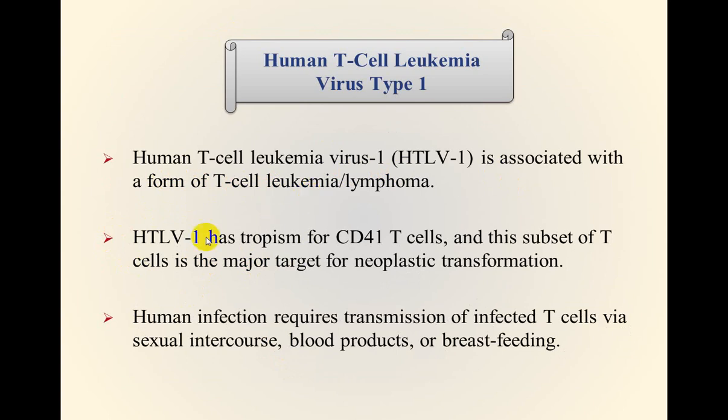Okay? This virus has a tropism for CD4 T cells, and this subset of T cells is the major target for the neoplastic transformation. Human infection requires transmission of infected T cells via sexual intercourse, blood products, or breastfeeding. Shabab, the method of transmission of this virus is so important, particularly in the exam.